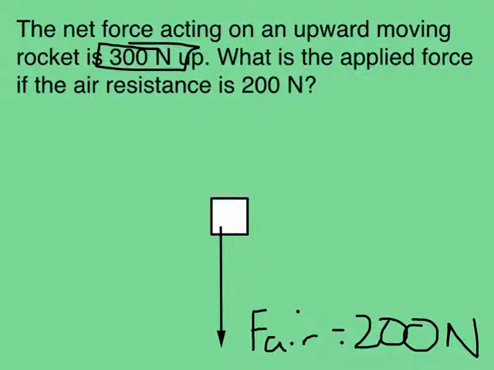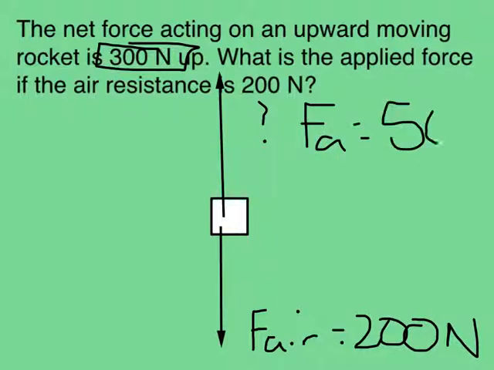And we're asked to figure out what is the applied force up here if the net force is 300. Well, whatever that applied force is going to be giving up 200 newtons of force to air resistance. So if you're going to give up 200 newtons of force and still have 300 newtons of net force left, then you must have started with an applied force that's 300 units bigger than the air resistance force, or 500 newtons in the upward direction.